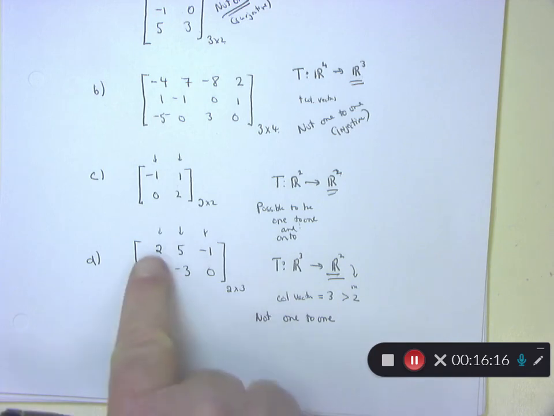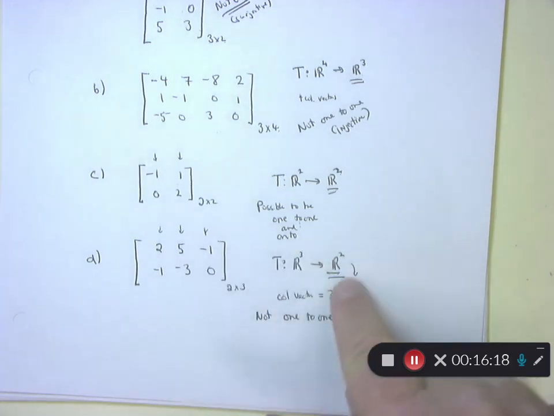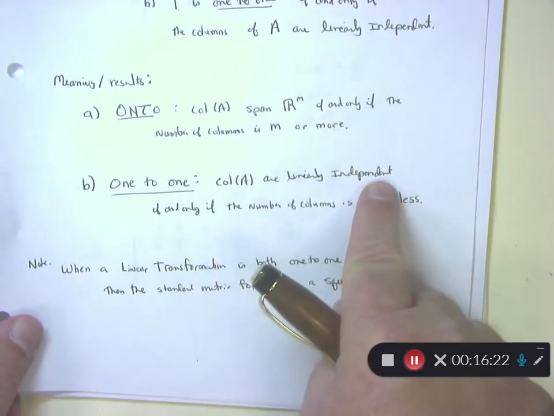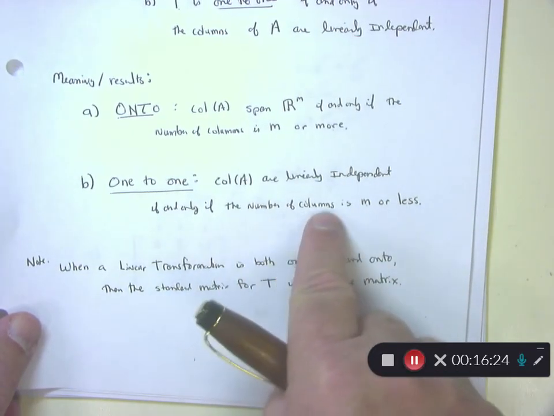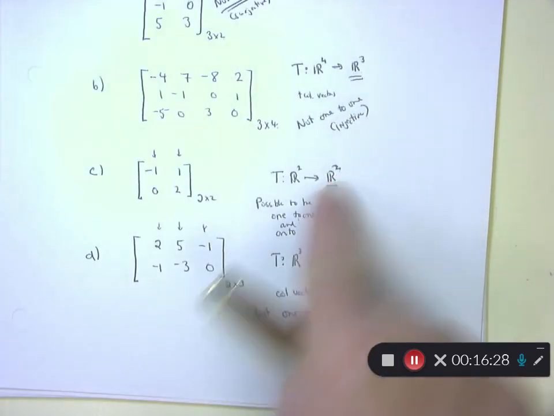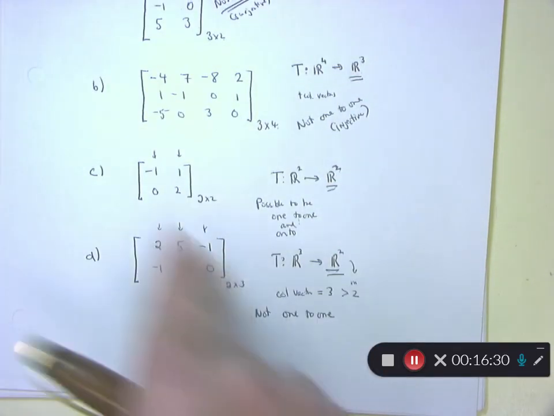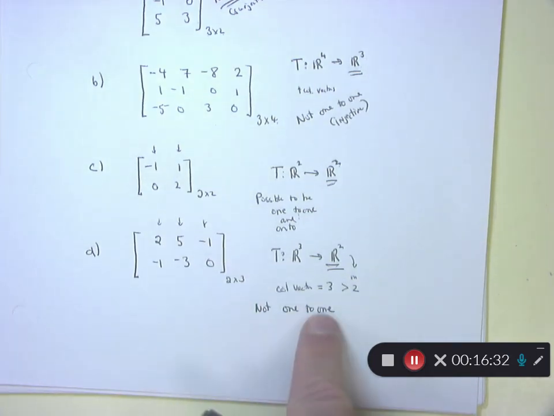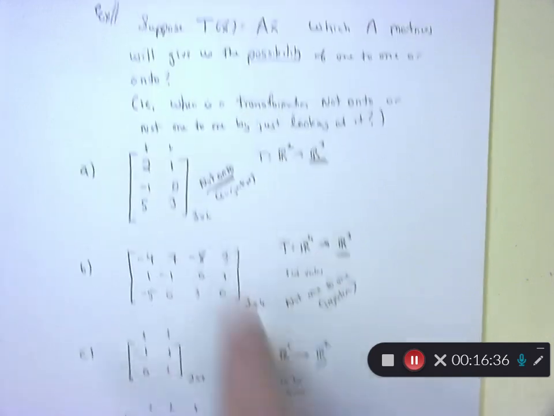Look, I've got 3 column vectors, and I'm going to R2. For 1-to-1, the column vectors have to be linearly independent if and only if the number of columns is M or less. We got more than M. M is 2. I got more than 2 column vectors, so that tells me it's not going to be 1-to-1. Does that make sense? Look at the relationship of not 1-to-1 versus not onto.